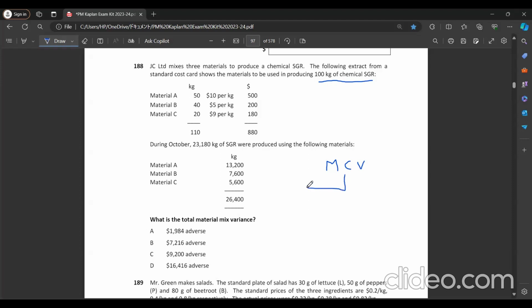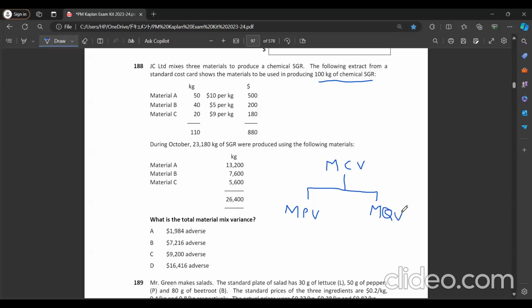Because this is made up of two things, that is, one is the price component and the other is the quantity component, we have material cost variance split into material price variance and material quantity variance, which we also call material usage variance. So how much quantity was initially planned and how much quantity was consumed. That is basically the quantity variance.